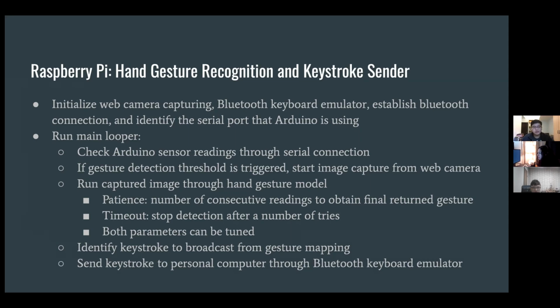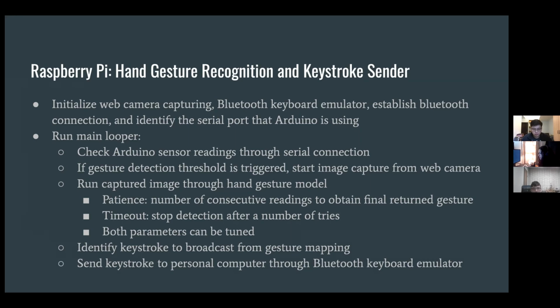And when we're running, we have two parameters that we can adjust. One is the patience. Patience is where we have to make sure that we have predicted the right hand gesture multiple times, to make sure that it's not just a one-time thing. So maybe we could have 10 correct predictions in a row to make sure that this is the actual hand gesture that you want.